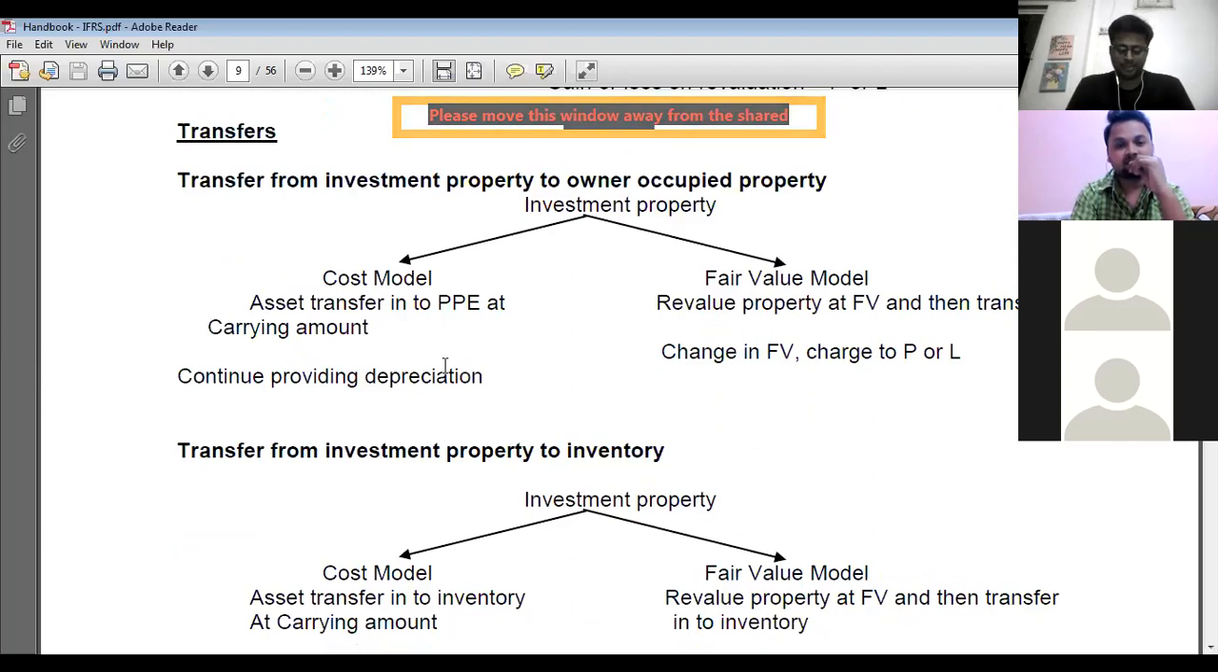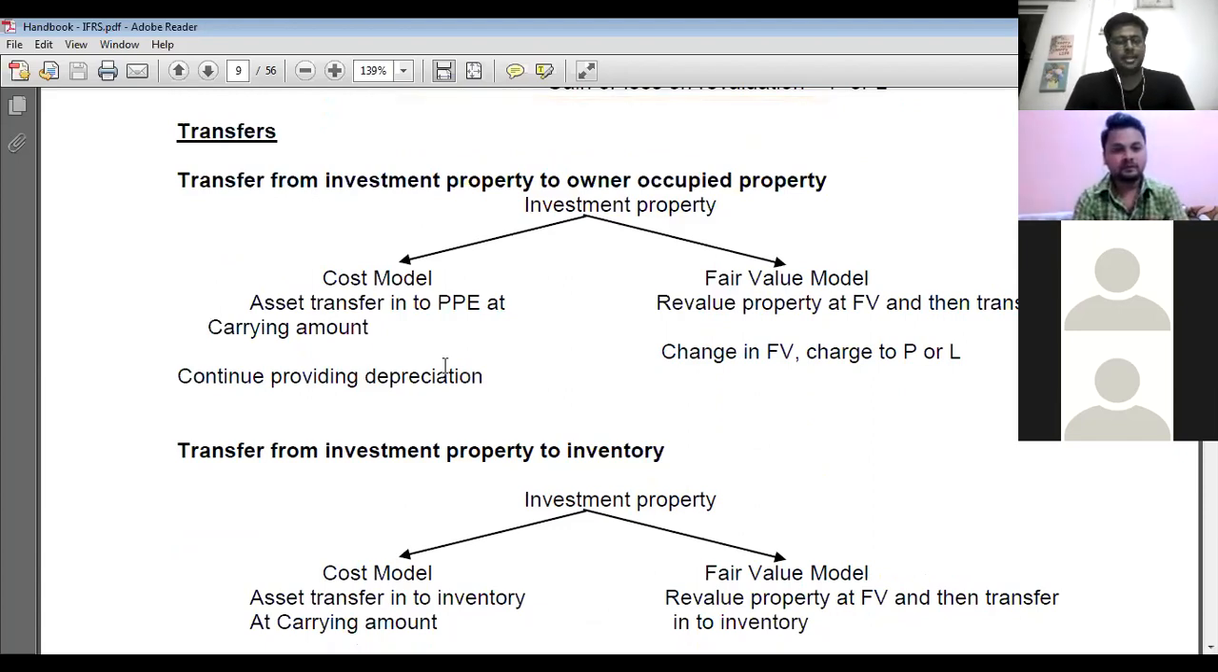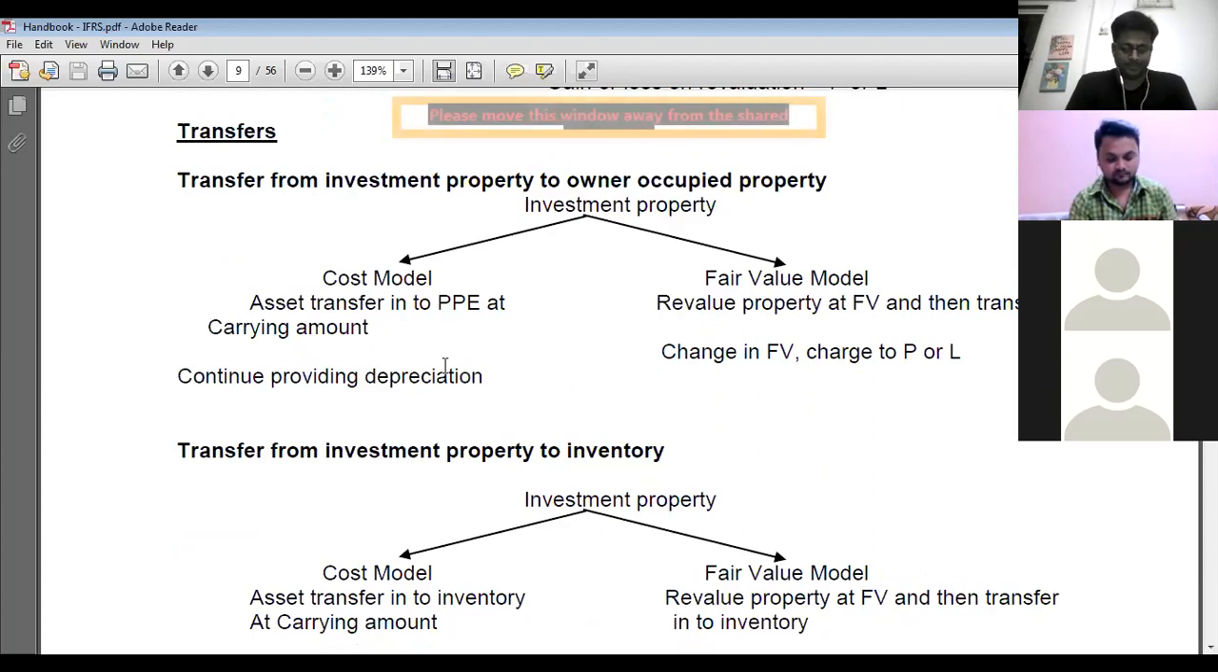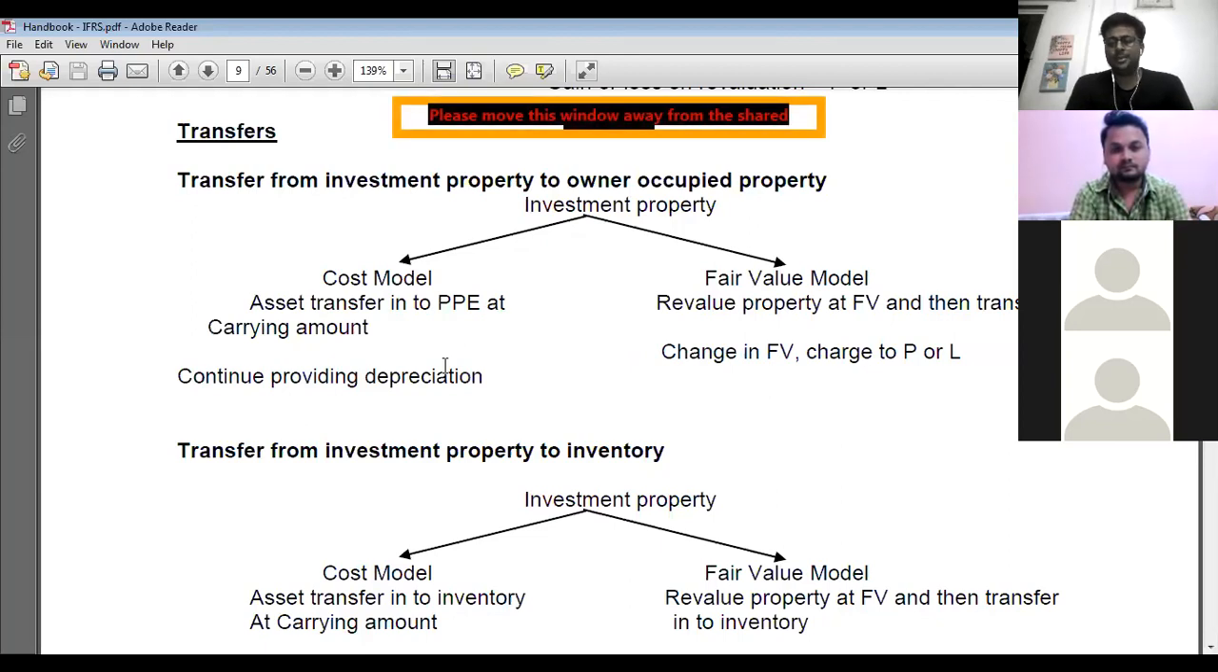Now all students, this is a very important part. Now as we have seen, land and building can be part of property, plant and equipment, and it can be investment property also. So now we need to understand the transfers.